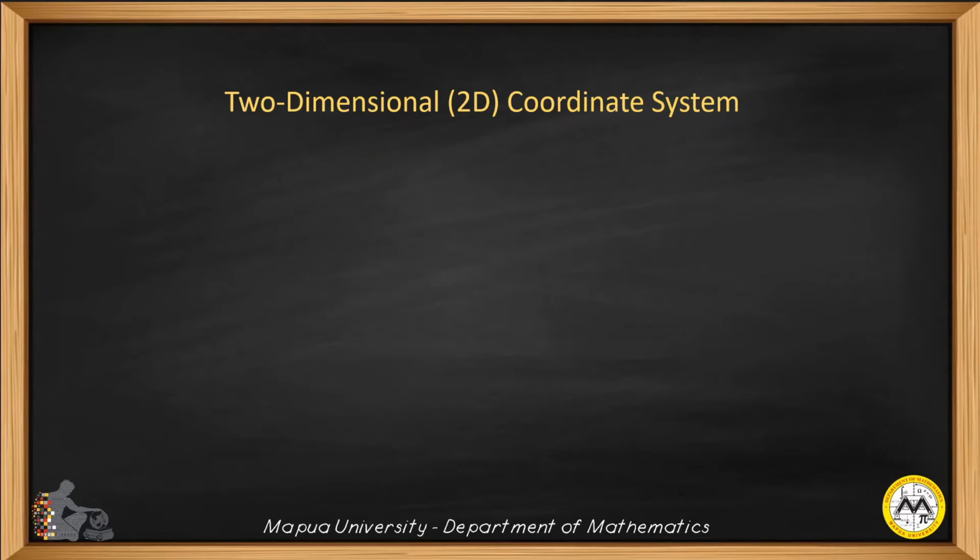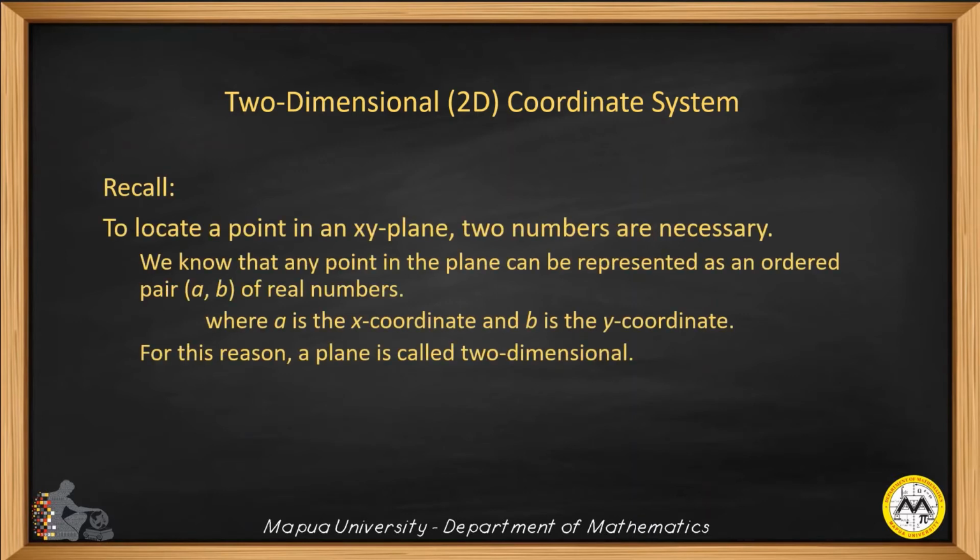Recall that in a two-dimensional coordinate system, we would be using an ordered pair of numbers (x, y) to position a point on a plane, determining the distance of the point from the y-axis as well as from the x-axis.